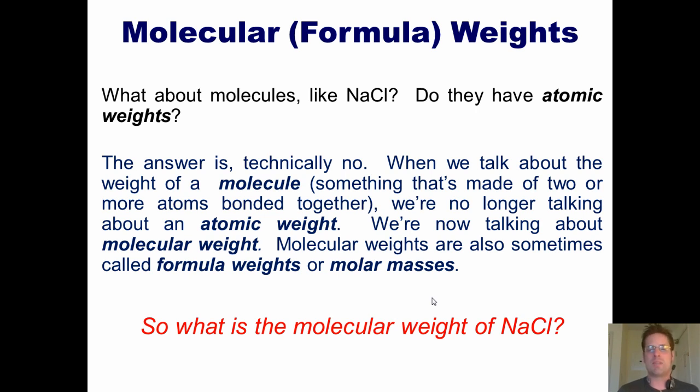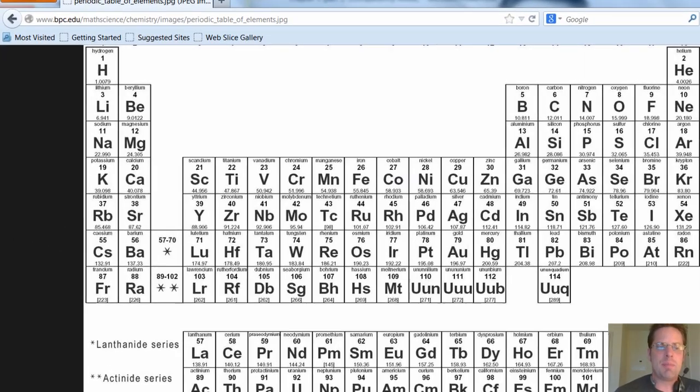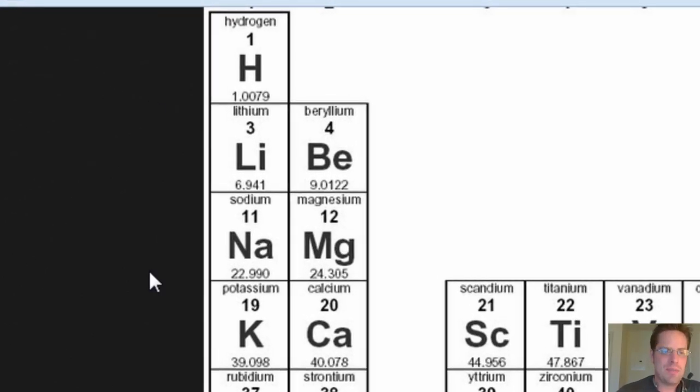So what in the world is the molecular weight of sodium chloride? We can determine this by looking at the periodic table. So as we look at a simple periodic table, you will note that sodium's atomic weight is 22.990.